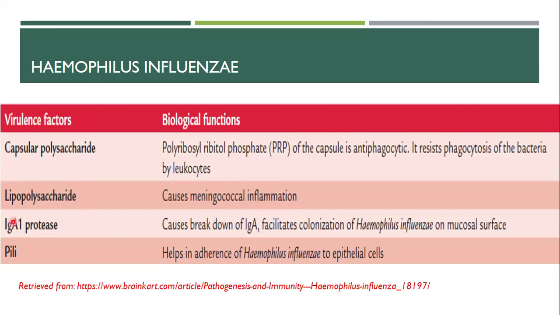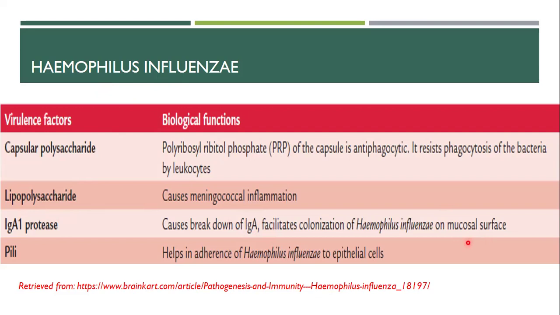Another is that it's capable of producing an enzyme we call IgA1 protease. So it facilitates breakdown of IgA, facilitating colonization of Haemophilus influenzae on mucosal surface. Take note that you've learned before in immunology that your mucosal surfaces are lined by immunoglobulin. The most predominant type of immunoglobulin lining your mucosal surfaces is IgA. And because Haemophilus influenzae contains a protease capable of breaking down IgA, the IgA1 protease, it's easy for it to gain entry on these mucosal surfaces.